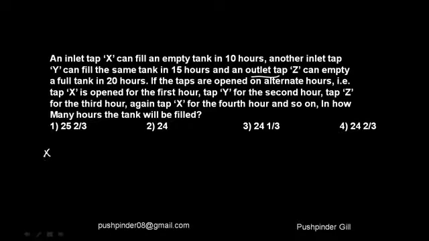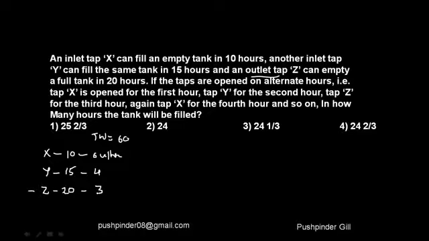So there is this tap X which can fill it in 10 hours. I'm going to be a little bit fast in this question, guys, because I want to show you how fast you can do this question. Tap Y is going to fill it in 15 hours. This is also an inlet. Then an outlet is there which finishes in 20 hours. So let me assume the total work to be of 60 units. That means X finishes 6 units every hour. Y finishes 4 units every hour. Z finishes 3 units every hour, right?